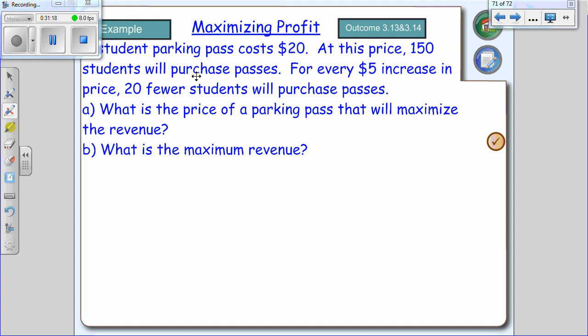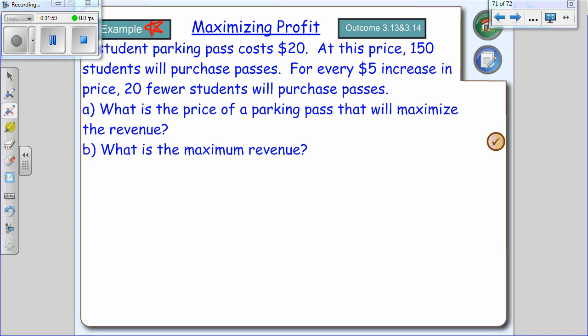I like these questions the most of most of the things we do in this unit because it's the most realistic and it's something that people actually use in the real world. So the question says, student parking passes cost $20. At this price, 150 students will purchase passes. So if I set the cost for a parking pass at $20, 150 of you will buy them. For every $5 increase in price, 20 fewer students will purchase the passes. So if instead of $20 it's now $25, that means 20 fewer people will buy them.